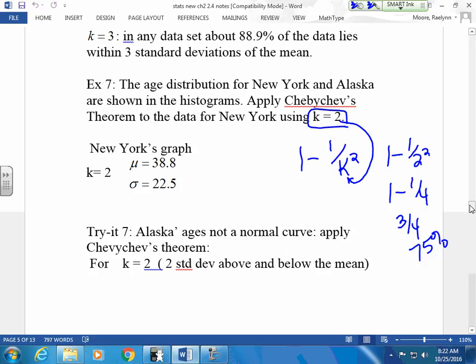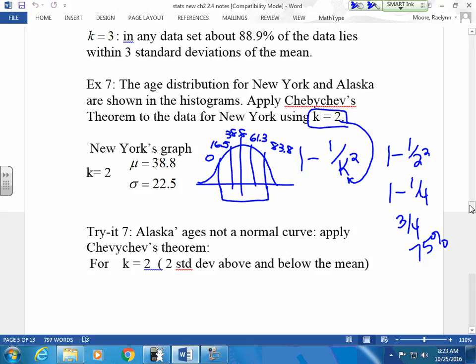And how will we find above and below the mean? We will say, pretend it's a normal curve. I'm only going to go up and down 2. Add 22.5, you get 61.3. Add 22.5, you get 83.8. Subtract it. Now, when we do this and we subtract it, we get a negative. But as far as we're going to go down is to a 0. Because we can't have a negative number in this age distribution, right? We can't be negative years old. So we're going to pretend it goes down to a 0. So between 0 and 83.8, 75% of the data will lie.